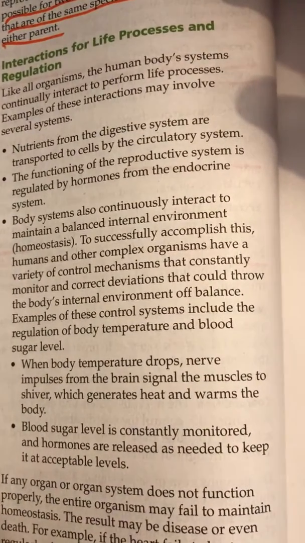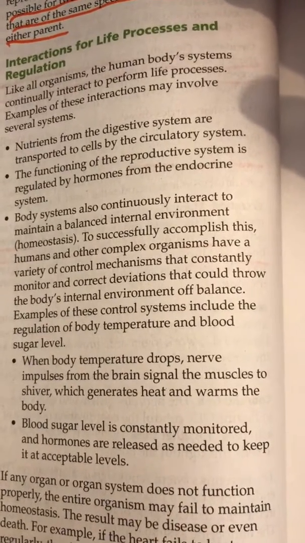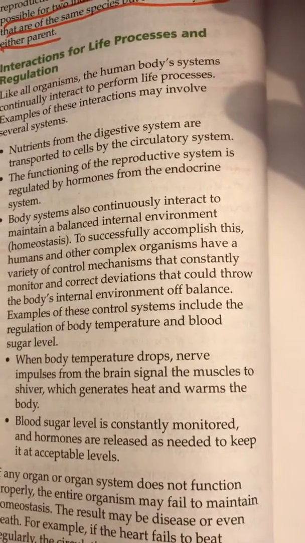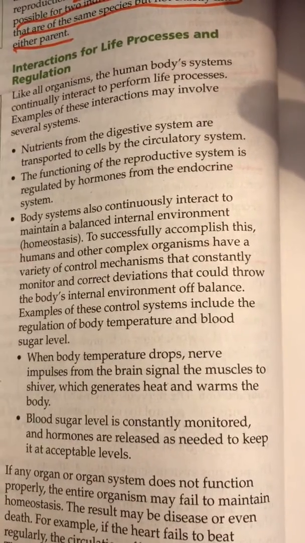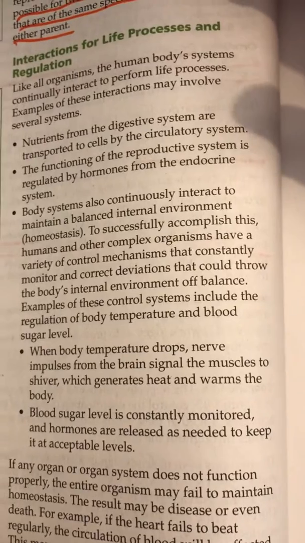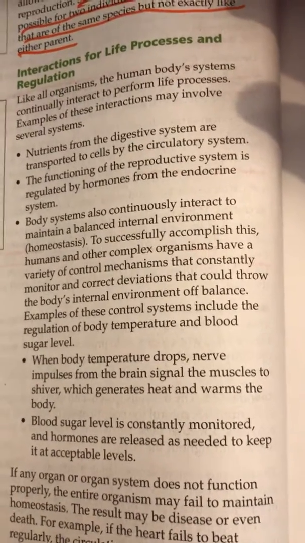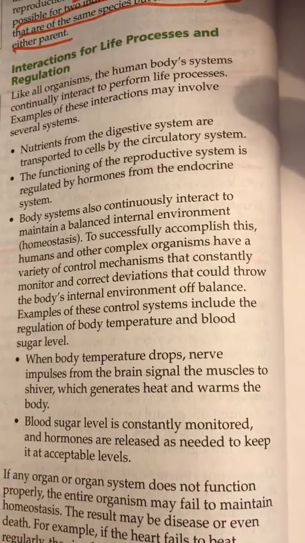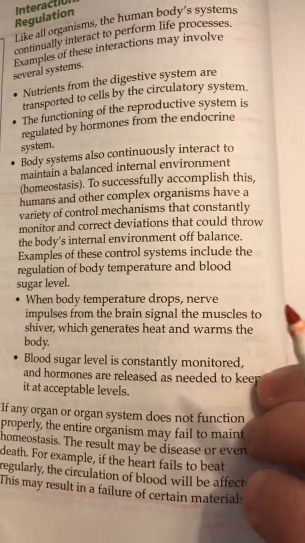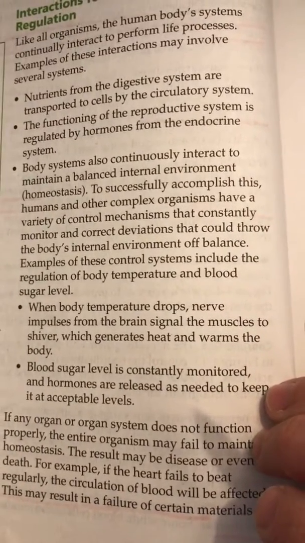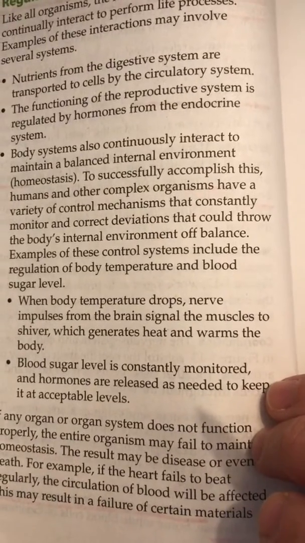Body systems also continuously interact to maintain a balanced internal environment, homeostasis. To successfully accomplish this, humans and other complex organisms have a variety of control mechanisms that constantly monitor and correct deviations that could throw the body's internal environment off balance. Examples of these control systems include the regulation of body temperature and blood sugar level. When body temperature drops, nerve impulses from the brain signal the muscles to shiver, which generates heat and warms the body.